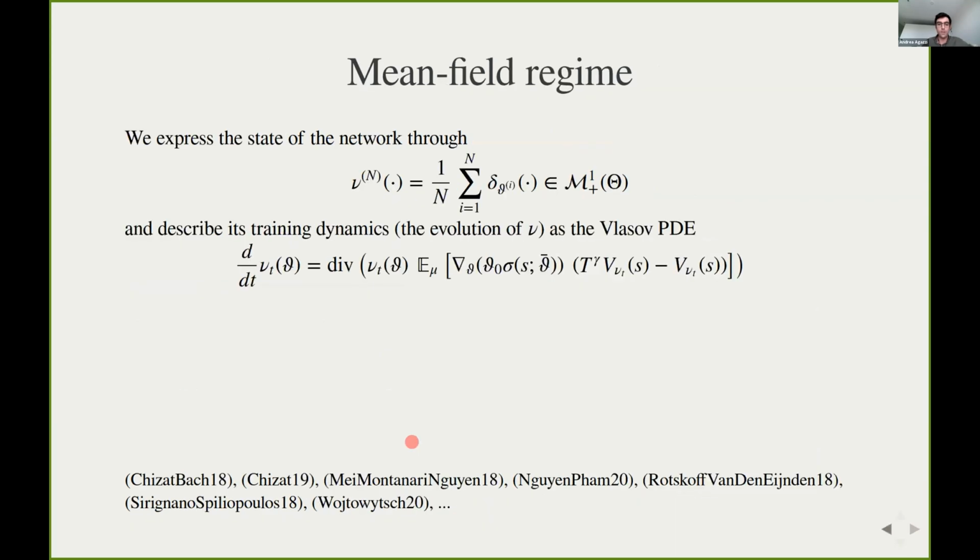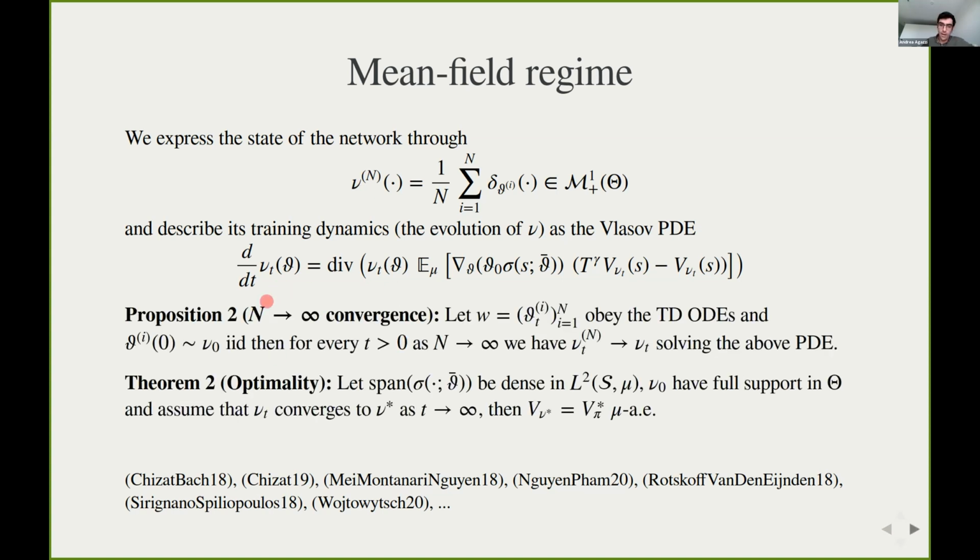Now, this linear dynamics has to be contrasted with the so-called mean field regime, also explored recently in the supervised learning setting, where the state of the network is expressed as the empirical measure on the weights of each of the neurons by exchangeability of these weights. And the dynamics of this empirical measure is captured by a partial differential equation of the Vlasov type, so a nonlinear partial differential equation.